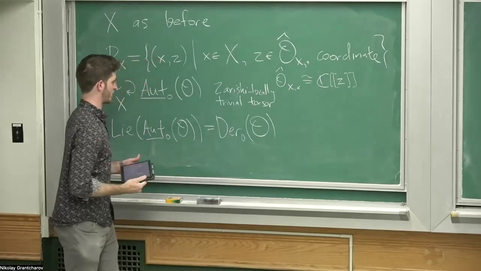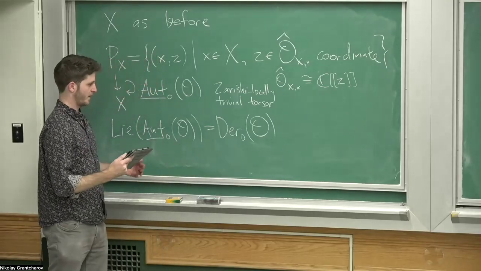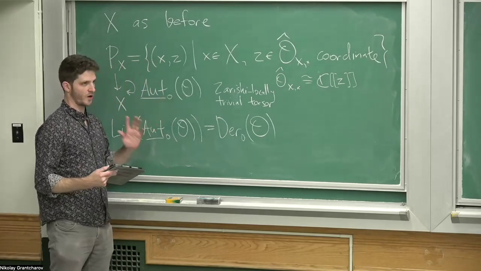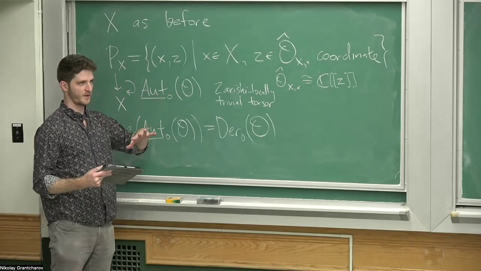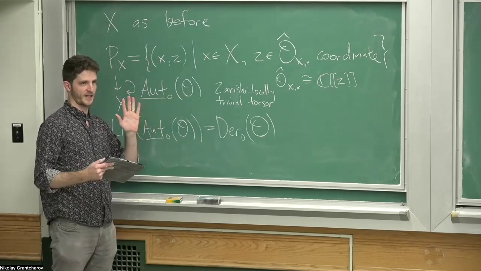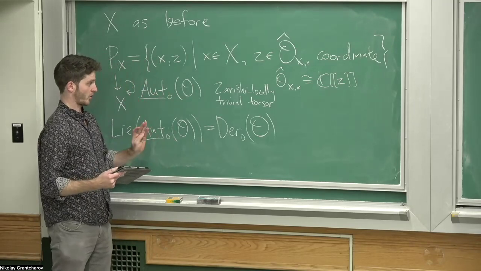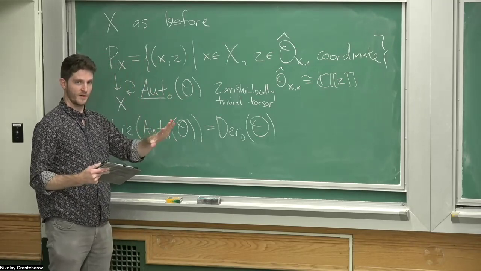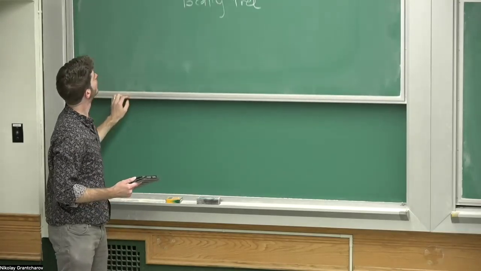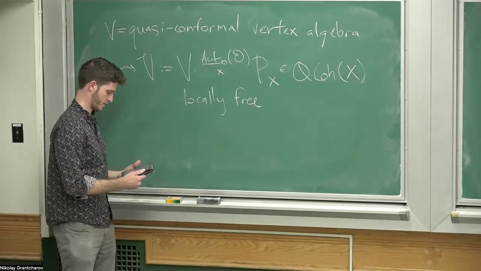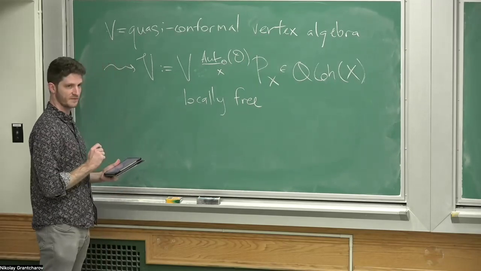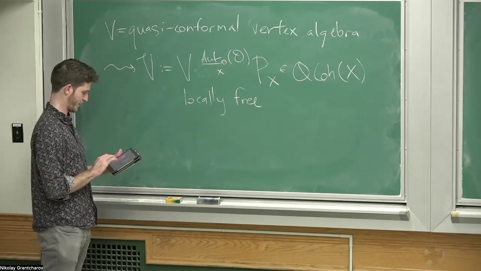The point is, if you choose an étale coordinate on X, it actually trivializes this torsor over the neighborhood. I have a Zariski open inside of X and an étale map to A1, and a choice of such an étale coordinate will actually trivialize this torsor over that open neighborhood. Okay, great. So this at least gives me the underlying quasi-coherent sheaf of my vertex algebra.